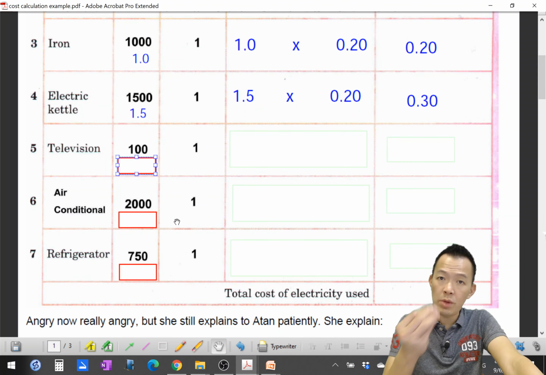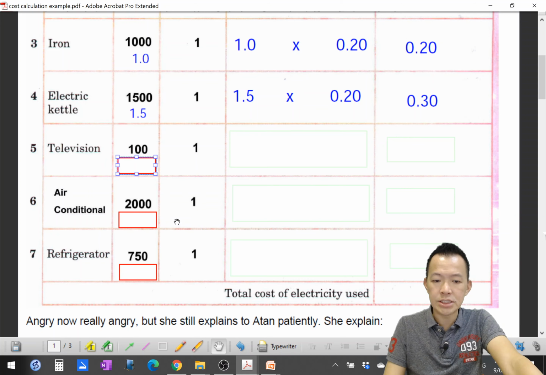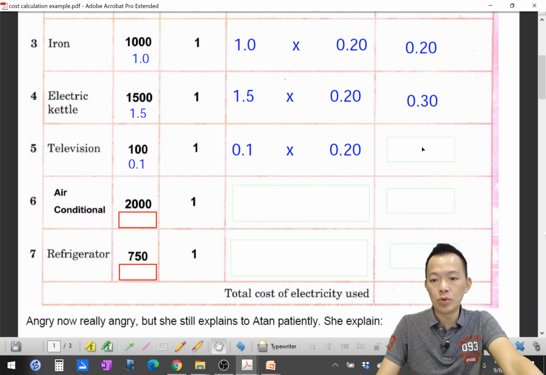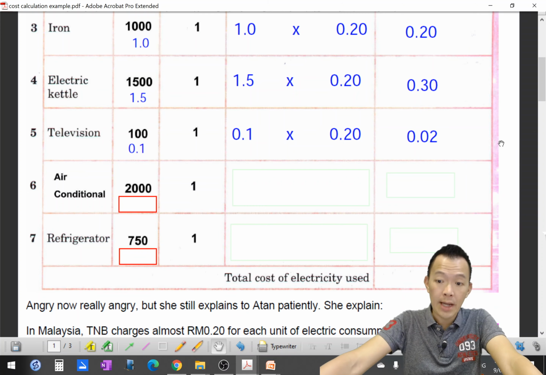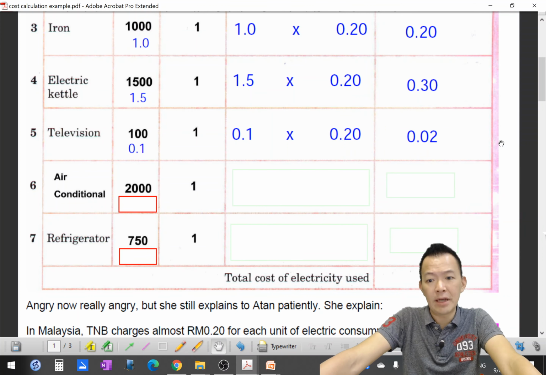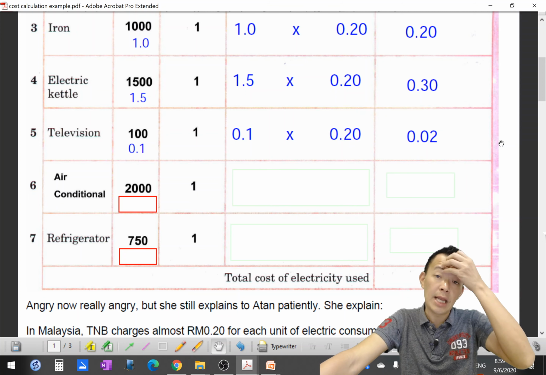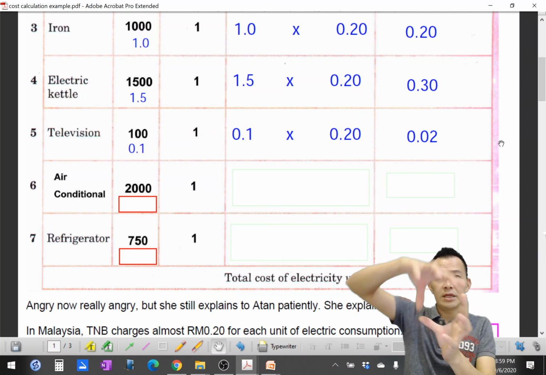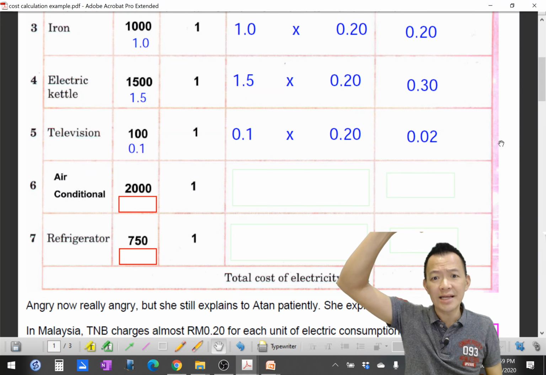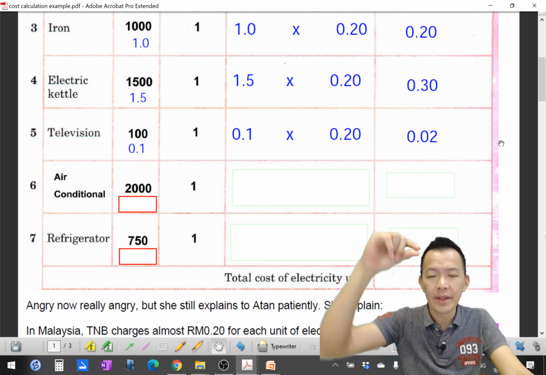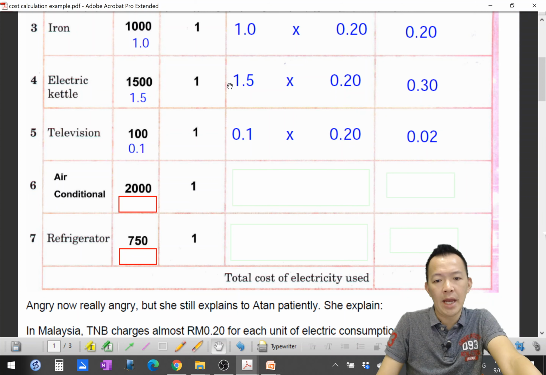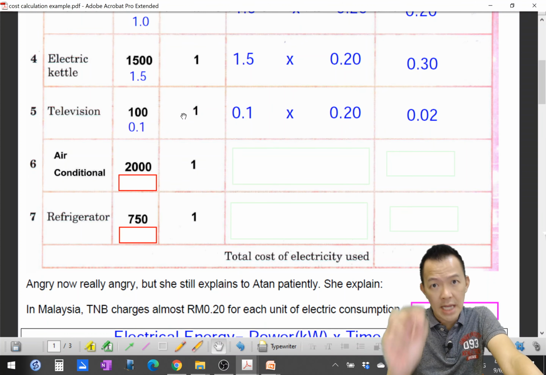Okay, TV. If you're on the TV for 1 hour, how much should you pay? TV, 100 watts. 0.1 kilowatt times 1 hour, so 0.1 unit, times 20 cents, so finally it will be 2 cents. So watching TV for 1 hour, wasting a lot of time and not studying, finally 2 cents only. Watching until your eyes are tired, and Mommy keeps scolding you, right? Two cents only. When Mommy takes out the electricity bill and keeps shouting, it's not because of the TV. 1 hour, 2 cents only.